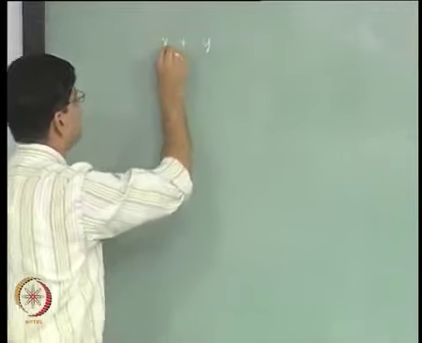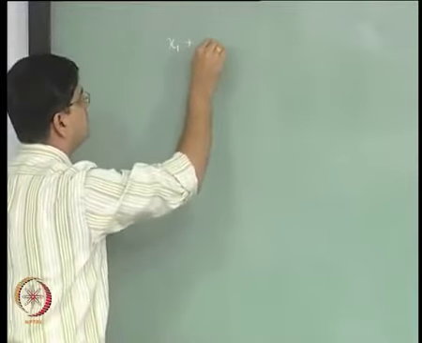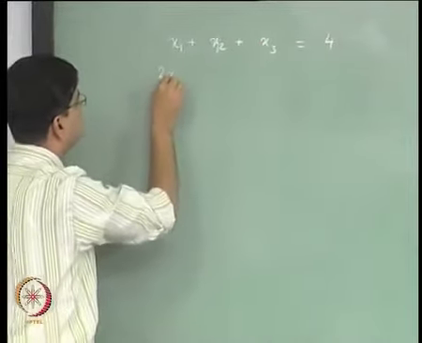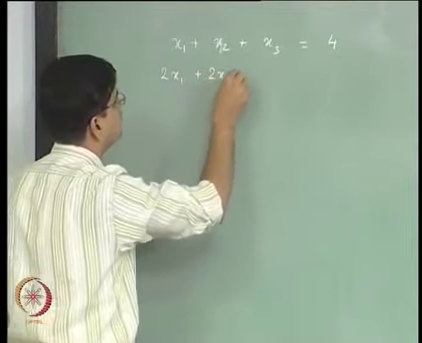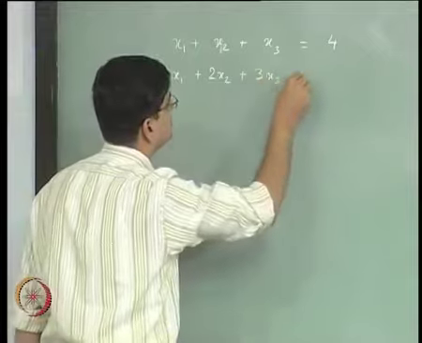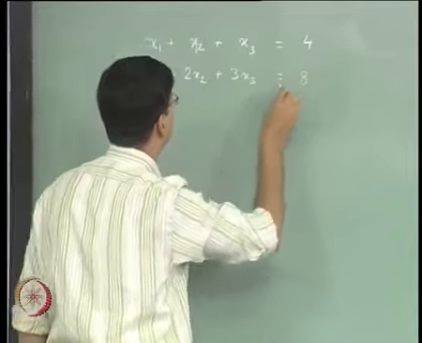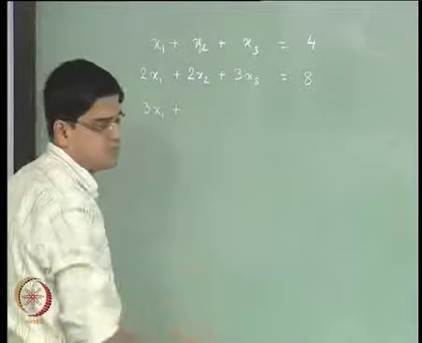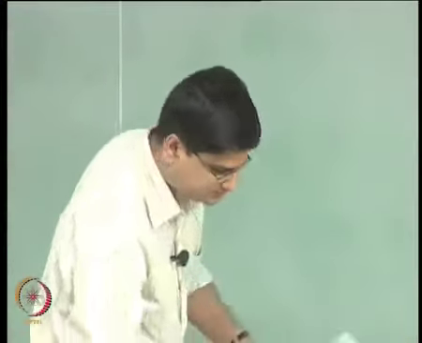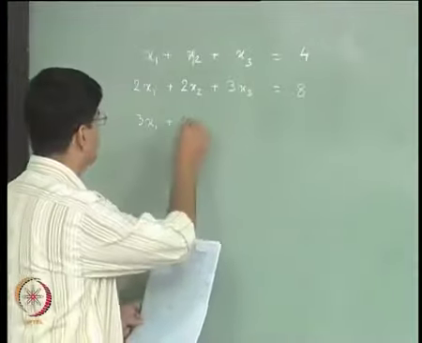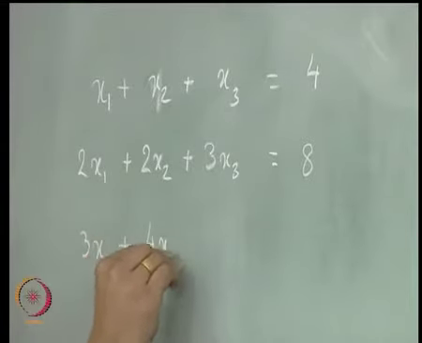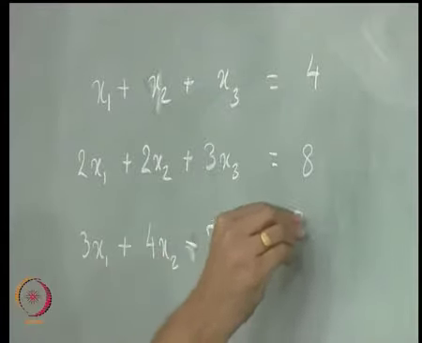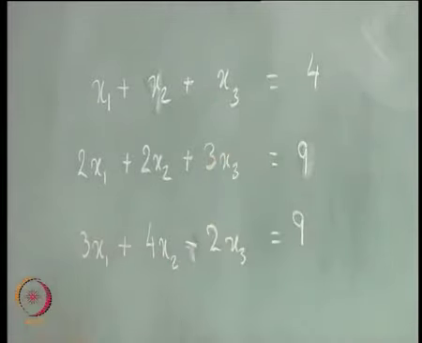That form was x1 plus x2 plus x3 equal to 4, 2x1 plus 2x2 plus 3x3 equal to 8, and 3x1 plus 4x2 minus 2x3 equal to 9, and this number should be 9. Okay.